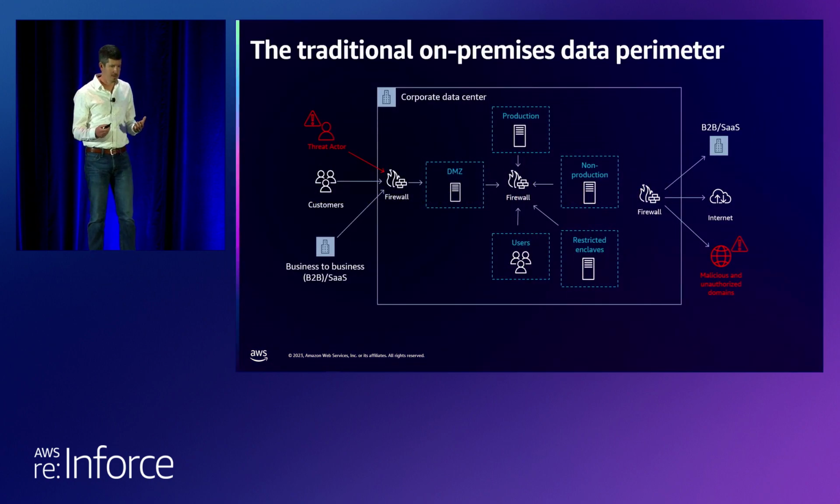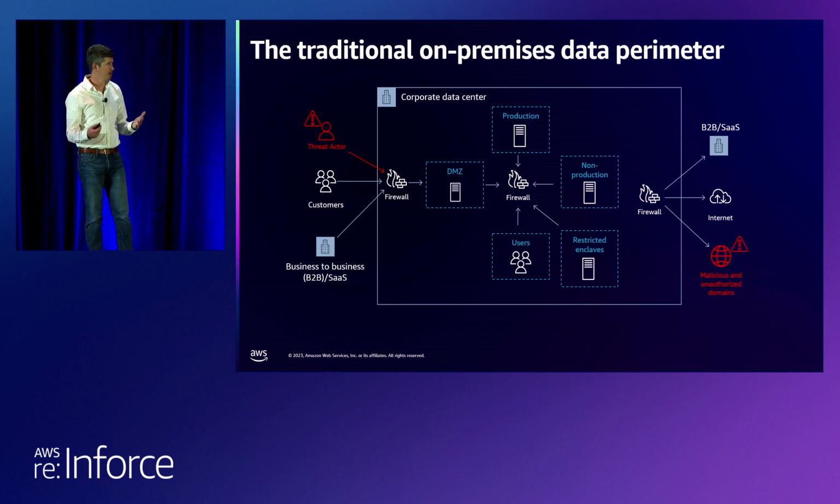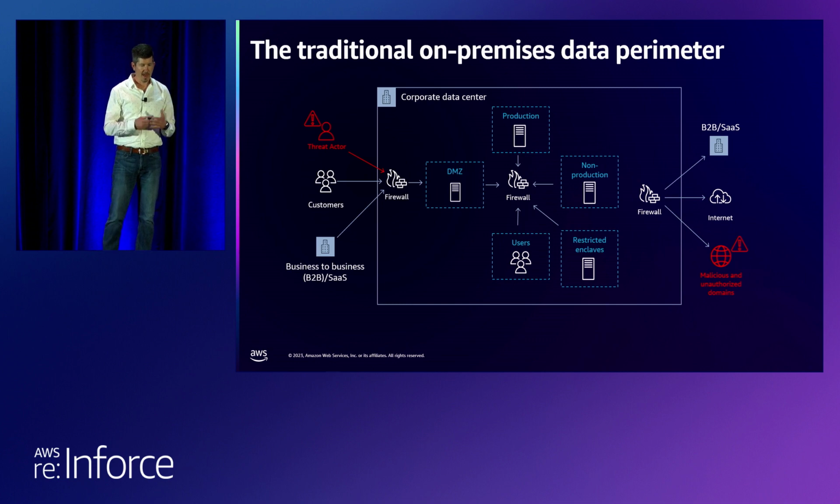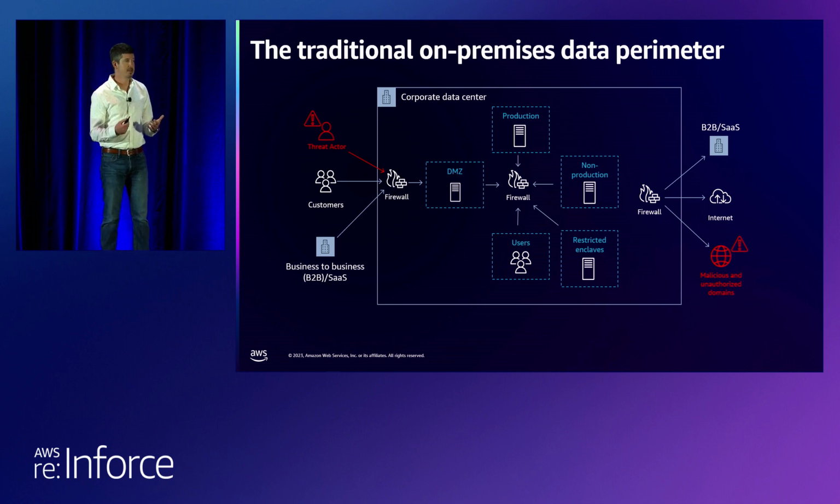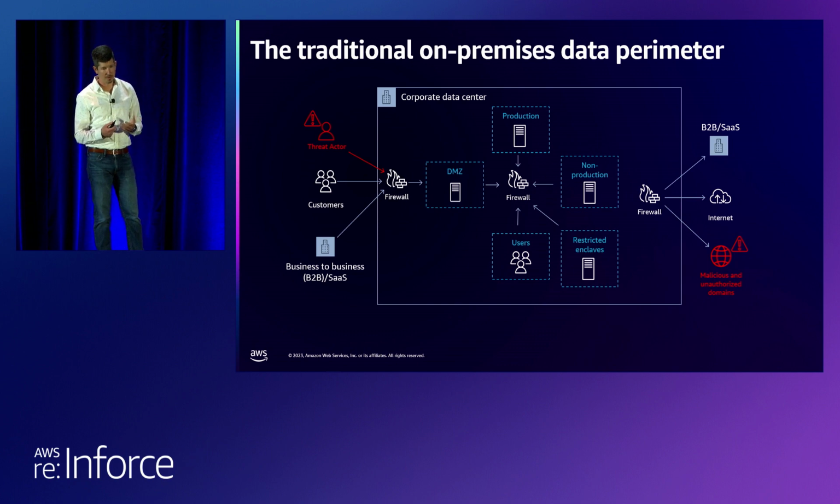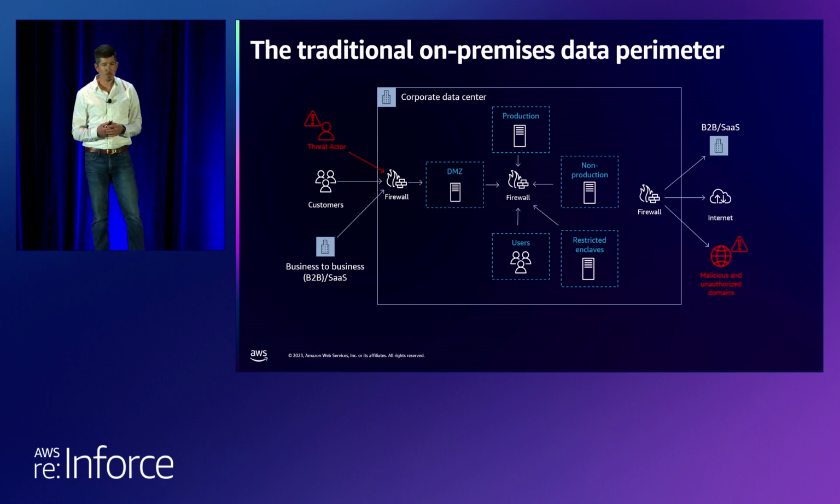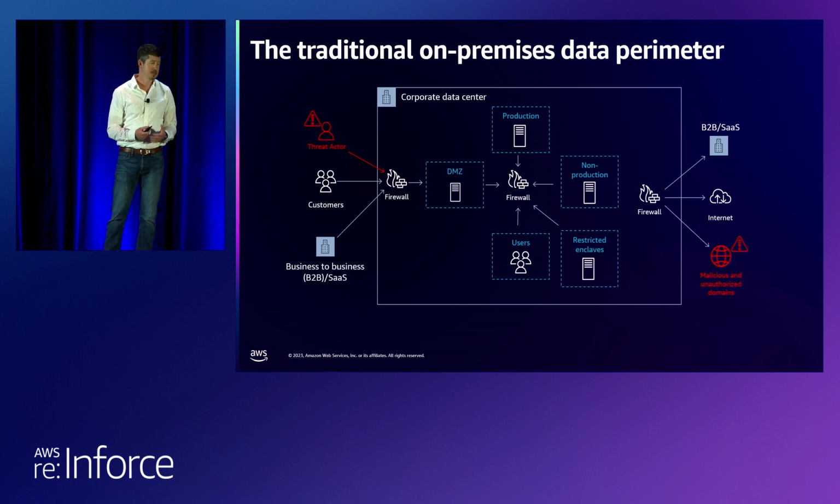So here, let's take a look at the traditional on-premises data perimeter. You can see that we have our corporate data center, and we have that hard external perimeter from our network security stack, and we want to enable things like connectivities from our customers and our members, connections from business-to-business partners, and the utilization of the internet. At the same time, we want to prevent external threat actors from infiltrating our systems, and we want to prevent connections to malicious and unauthorized domains.